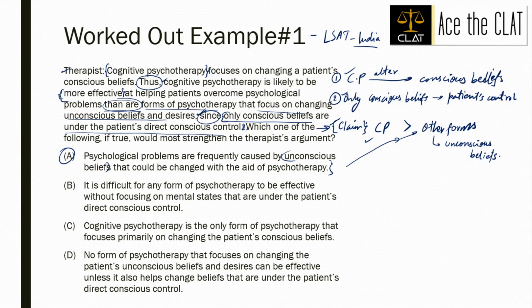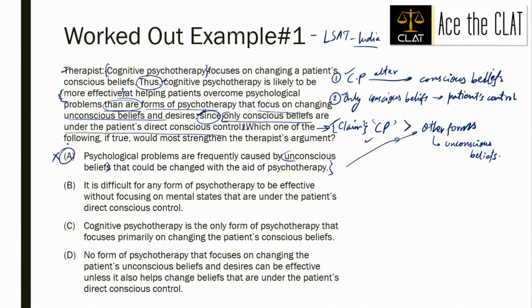Which focus on unconscious beliefs, right? While our claim is that cognitive psychotherapy, which does not focus on such unconscious beliefs, is better than other forms of psychotherapy, which does in fact support unconscious beliefs. So it is pretty obvious, right? Any evidence which tries to strengthen the claim of the opposition of the cognitive psychotherapy is not going to strengthen the entire argument, right? So that is why A cannot be the correct answer.